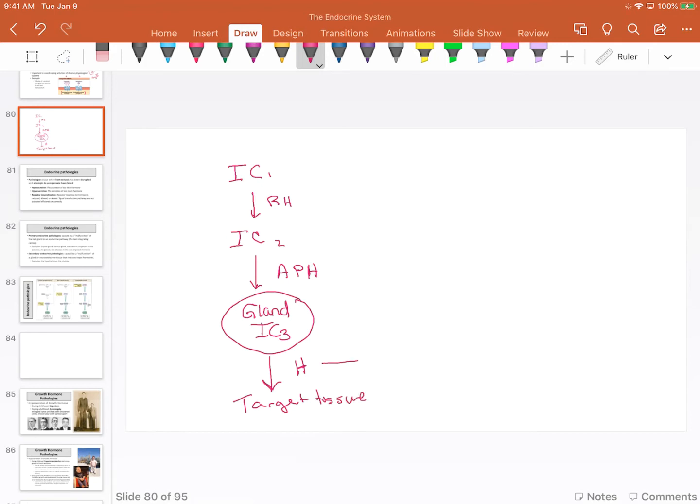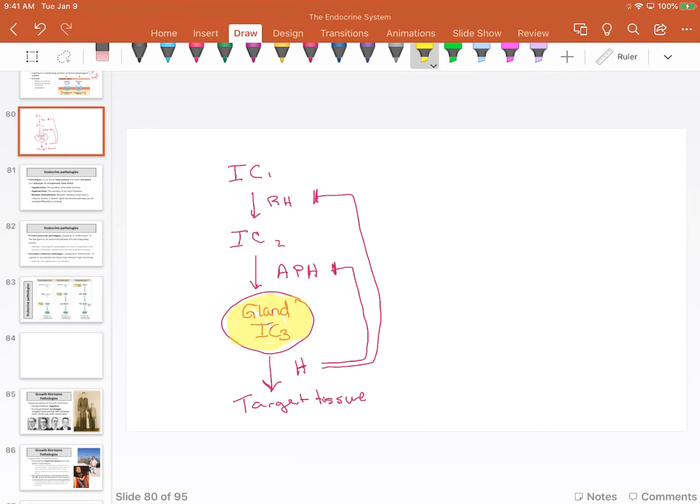And this hormone might also, in addition, suppress the release of that hormone, or this hormone could suppress the release of the regulatory hormone, or in some way be involved in this negative feedback process. Now, this last gland is called the primary gland.